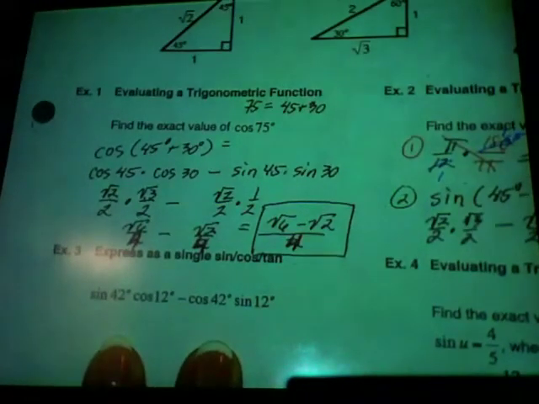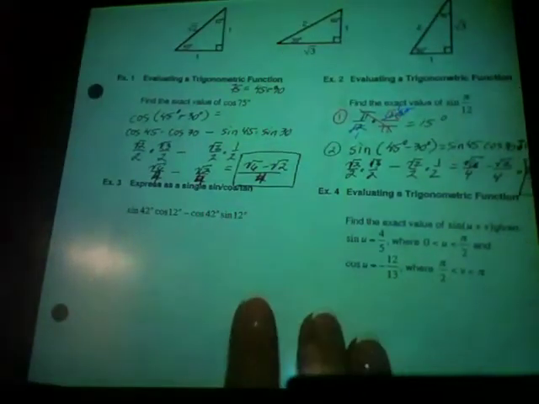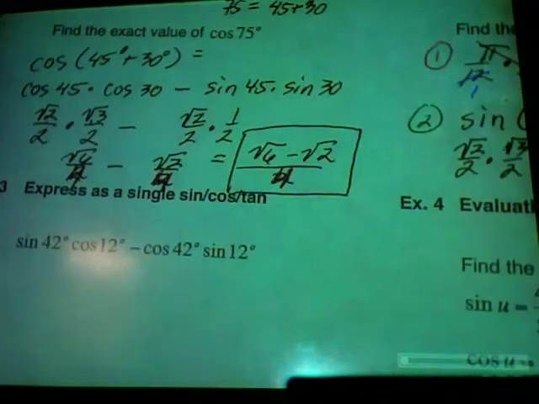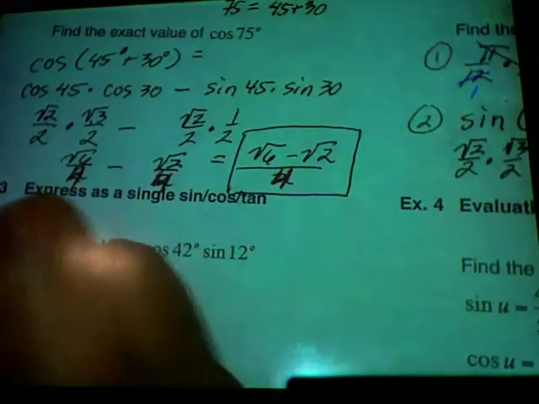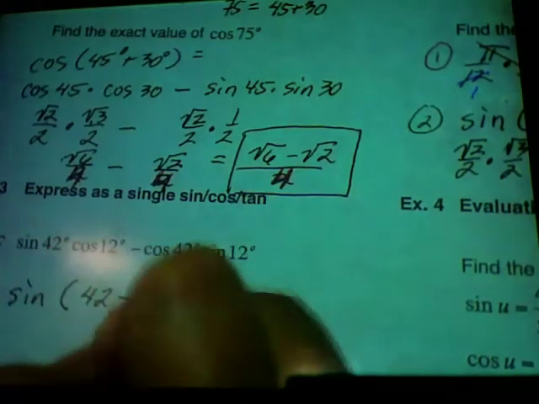But if you look at this and you match it up to this one, whoops, I'll have to zoom out. If you match it up to this one here, we've got our sine, cosine, sine, cosine, sine, sine, cosine, cosine, sine. And then we've got a minus, and then we have a minus, same sign in the middle. So all you have to do, because it says express as a single sine, cosine, or tangent, that implies that this is equal to the sine of 42 minus 12.